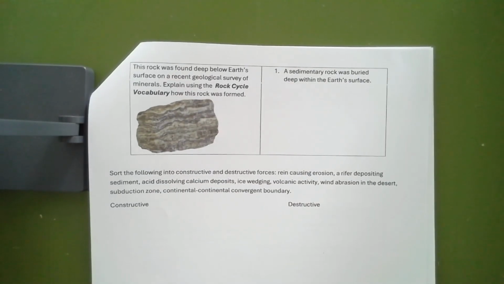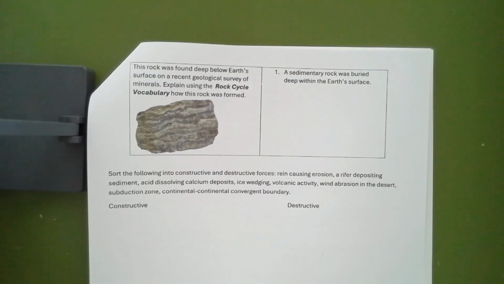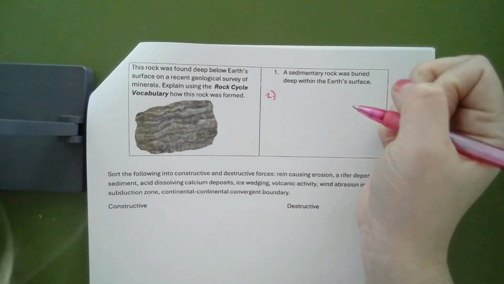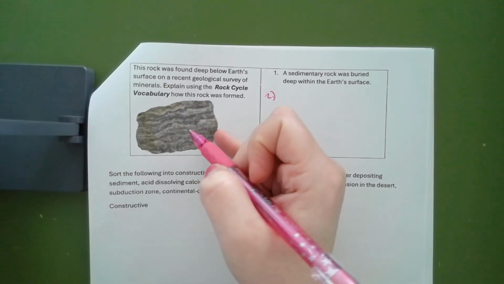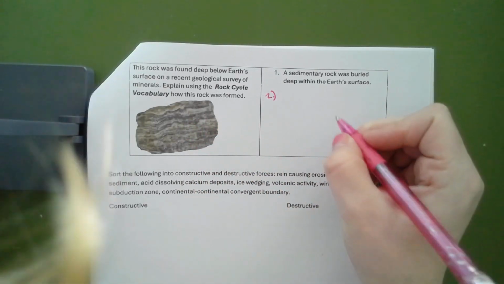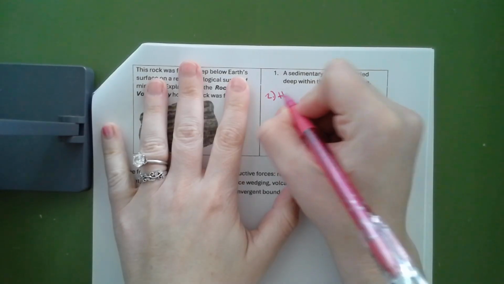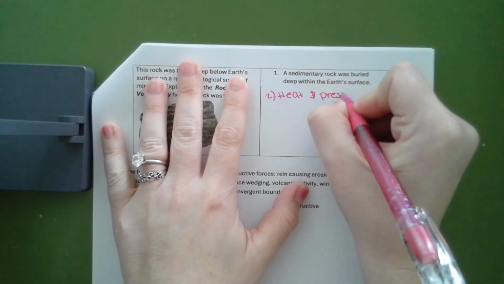Next rock. This rock was found deep below Earth's surface on a recent geological survey of minerals. Explain using the rock cycle how this rock was formed. A sedimentary rock was buried deep within Earth's surface. Then what? This rock has wavy lines in it, which means it got really hot. So it went through heat and pressure. And then it cooled. Crystallized. You're right.